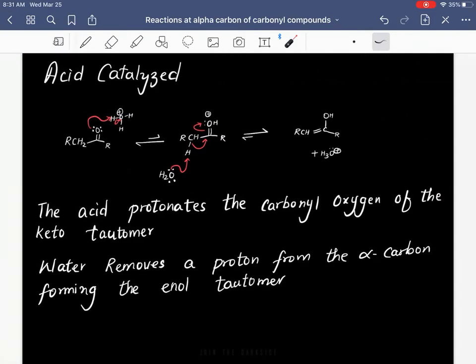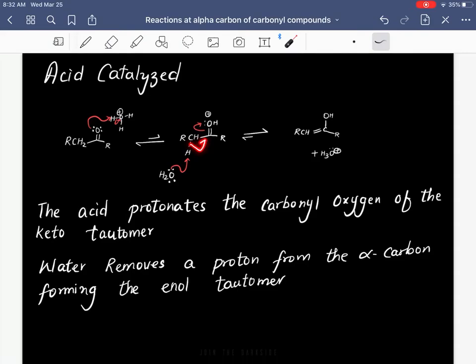Now let's go on to the acid-catalyzed keto-enol tautomerism. For the acid-catalyzed keto-enol tautomerism, the first step is the acid protonates the carbonyl oxygen. So here is your carbonyl oxygen. So that's going to be protonated in the presence of an acid. Okay, so it's going to grab this hydrogen and thrust these electrons onto the oxygen to form a water molecule. And that water molecule is going to abstract this hydrogen.